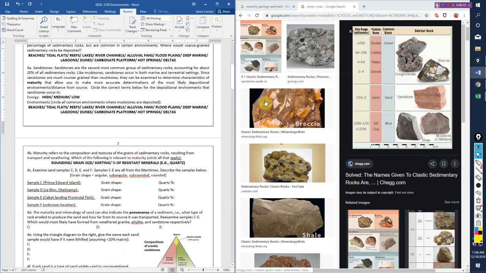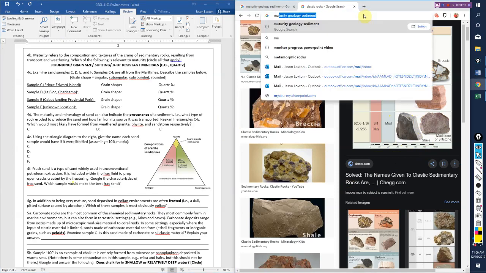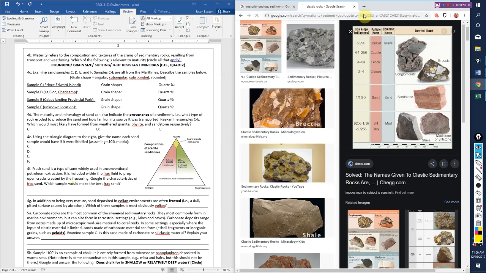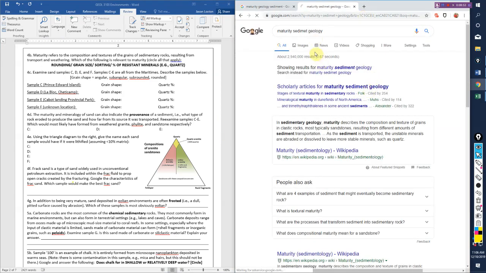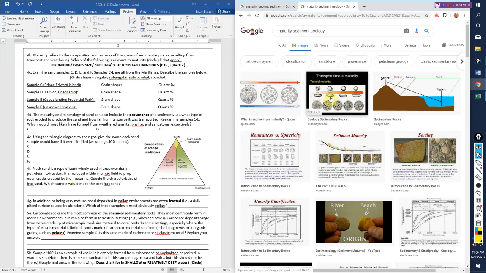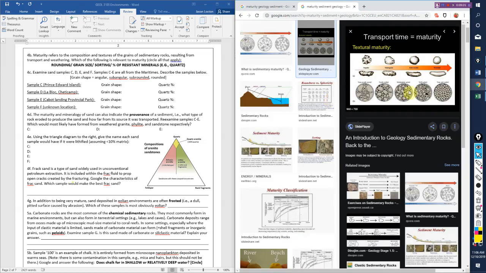Now we've got the idea of maturity. And what are we talking about when we're talking about maturity? Maturity, sediment, geology is going to bring us to scholarly articles. I don't want that. I want images. So here is an image showing textural maturity. Maturity, remember, has two different subcategories, textural and compositional.